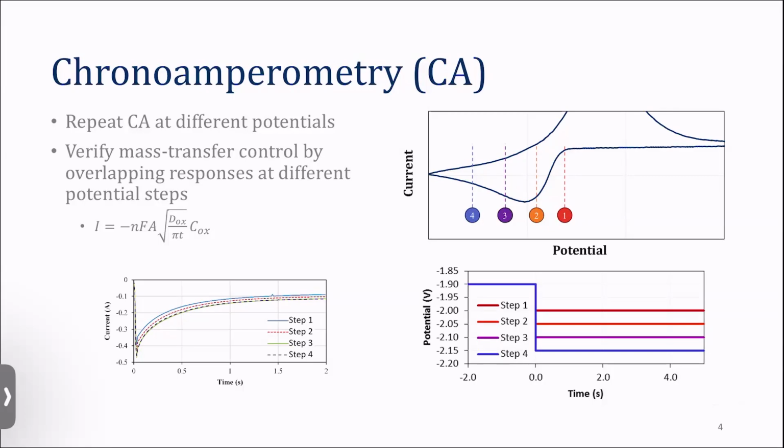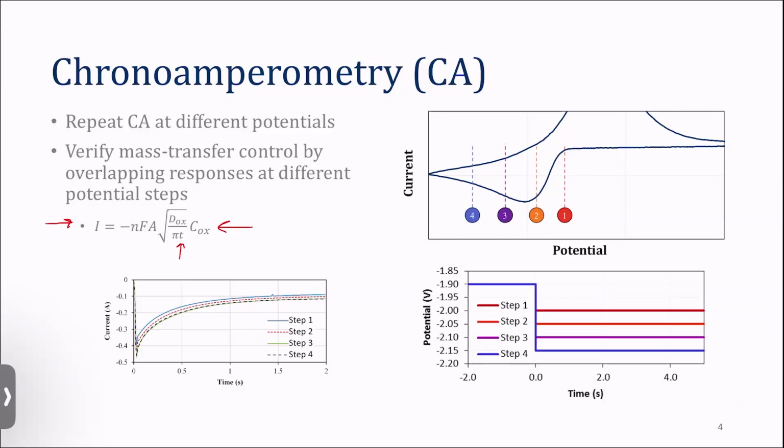So what's going on there? Why has the current stopped becoming more and more negative as we've stepped further out to steps 3 and 4? Well, it's because we're in the mass transfer controlled area. Notice how in the Cottrell equation written here for reduction that there is no dependence on potential. It just changes with time. And that is because we're mass transfer limited.